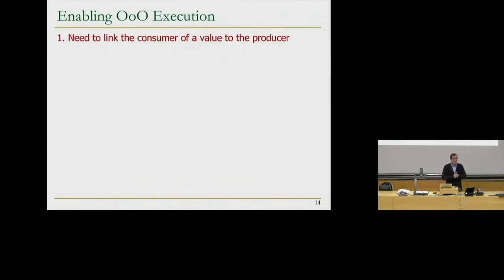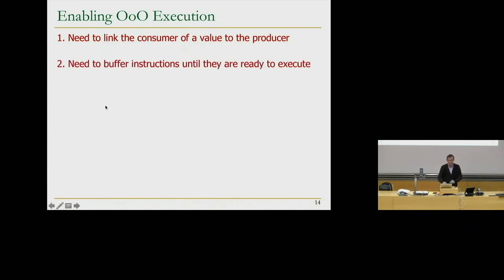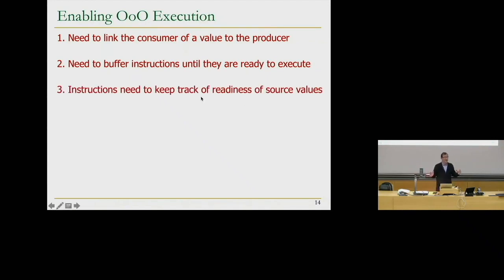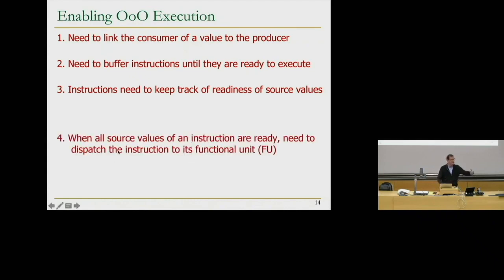First of all, we need to link the consumer of a value to a producer. An instruction that needs a value should be linked to the producer of that value. We know how to do this with register renaming so that we can track when the producer produces the value and the consuming instruction needs to fire. So you need to buffer the instructions until they're ready to execute, take them out of the way of independent instructions. Instructions need to keep track of the readiness of their source values, because the instruction is going to go into the functional unit after both source values are ready. And when all source values of an instruction are ready, you need to dispatch the instruction to the functional unit. So we're going to go through an example of this, but these are really the four things that you need to enable out-of-order execution. So how do you link the consumer of a value to a producer?